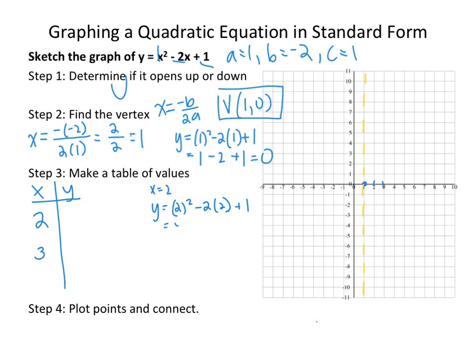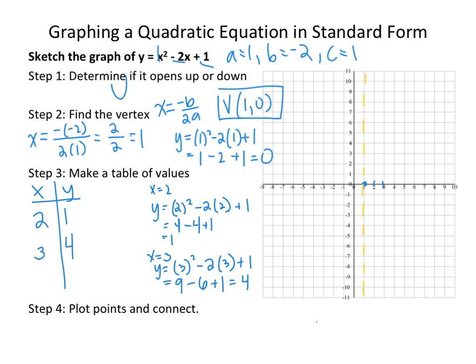2 squared is 4, so we have 4. 2 times 2 is also 4, plus 1. 4 minus 4 is 0, plus 1 is 1. So when x is 2, y is 1. When x is 3, I have y is equal to 3 squared minus 2 times 3 plus 1. 3 squared is 9, minus 6, plus 1. 9 minus 6 is 3, plus 1 is equal to 4. When x is 3, y is 4.